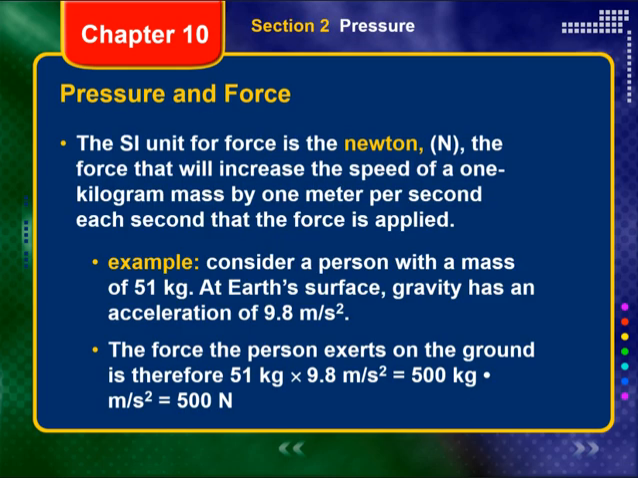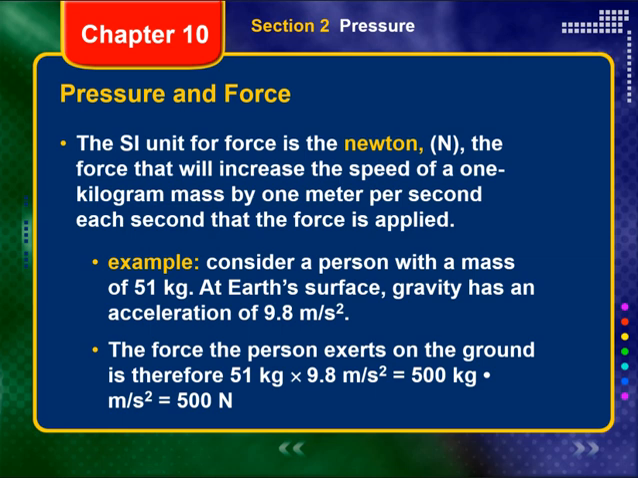We need to know a little bit more about pressure. The SI unit of force, the international system unit, it's not a base unit, it's a derived unit, for force is the Newton, represented by a capital N. It is the force that will increase the speed of 1 kilogram by 1 meter per second for every second that the force is applied. For example, consider a person with a mass of about 51 kilograms.